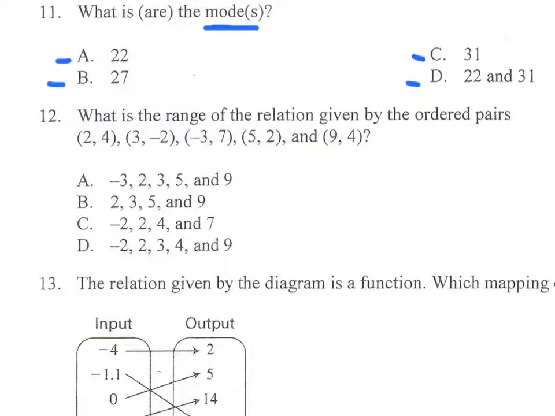Number 12, what is the range of the relation given by the ordered pairs? Remember, range has to do with your y coordinates. Okay, so which one of these sets of answers, A, B, C, or D, shows the correct range of the ordered pairs?